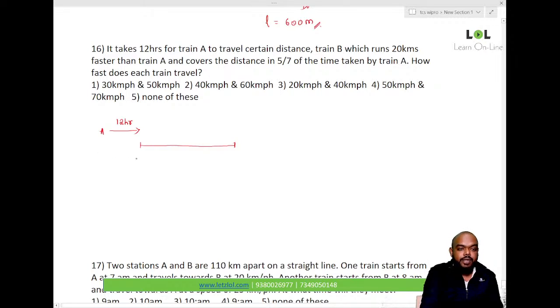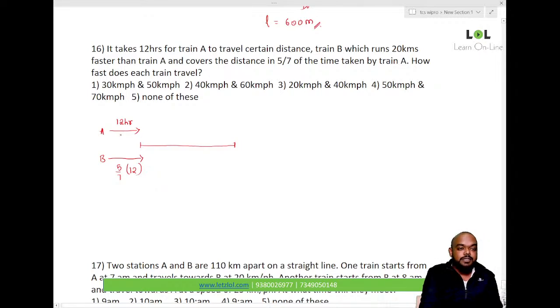Now, train B, which runs 20 kilometers faster than train A. So there is another train, train B, let us call it. It covers the distance in 5/7 of the time taken by train A. Time taken by train A is 12 hours, so it will take 5/7 of 12 hours. How fast does each train travel? It means we have to calculate the speeds of both the trains.